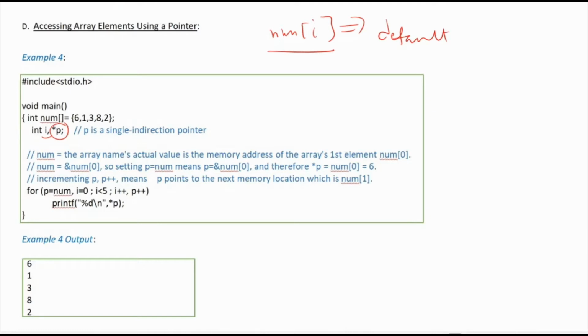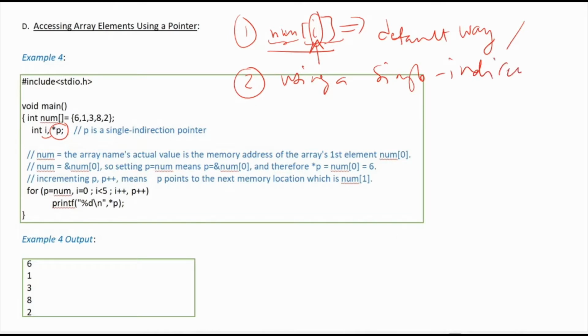You specify the array name, like this one here, num, and then you use square brackets and you specify here the index of the element you want to access. So again, this is the default way or the commonly used way of accessing array elements. The second one, as demonstrated in this example, is using a single indirection pointer.